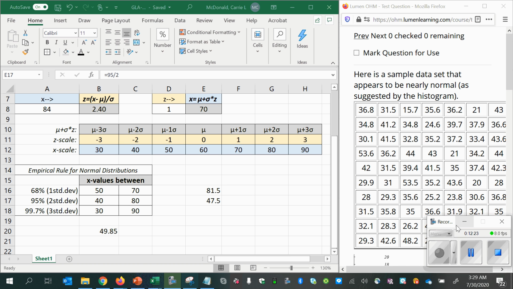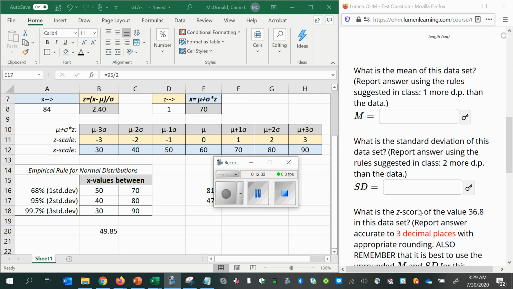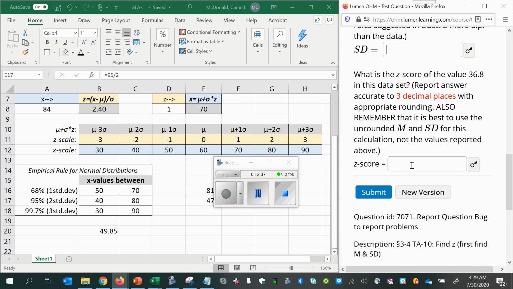Okay, so that's all the examples for this video, and what are we doing next? Oh, this one, we'll do this in a separate video, where we find the mean and the standard deviation and then use it to find a z-score.